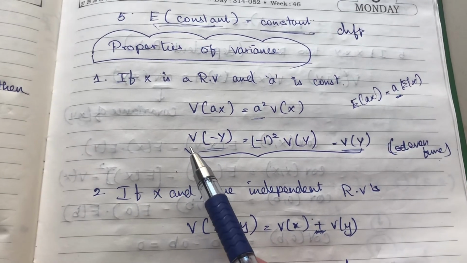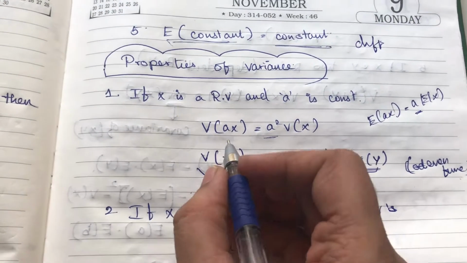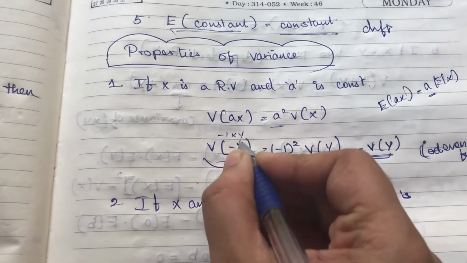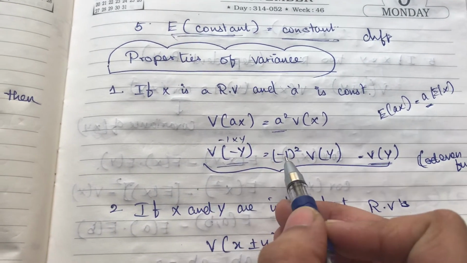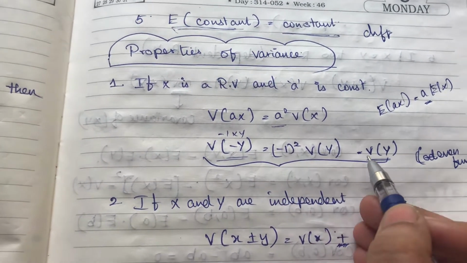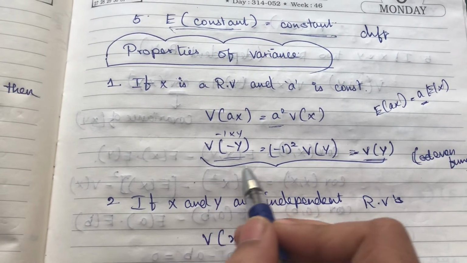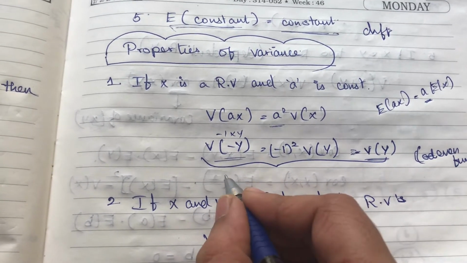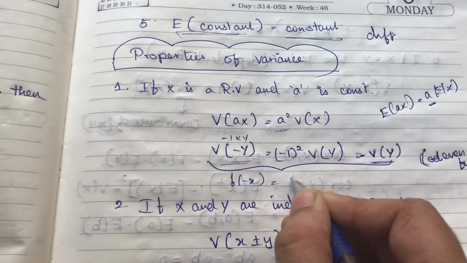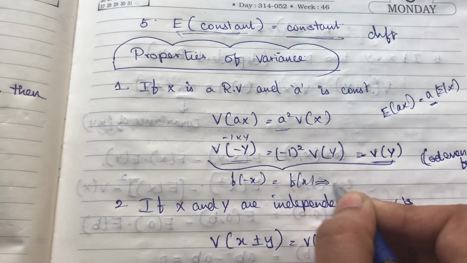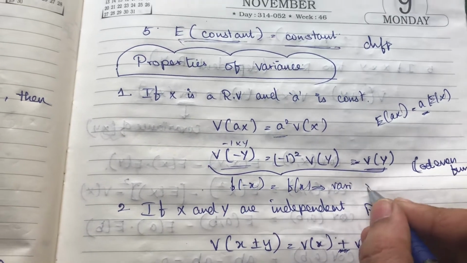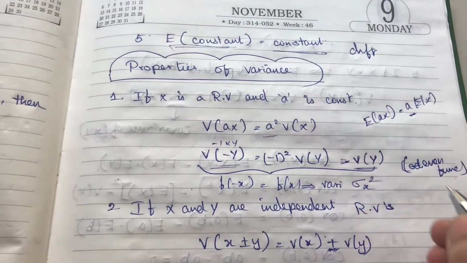Okay, then V(-Y) we can write like -1 times Y, right? So I am just taking this 1 as the power of square, so we will get only the positive thing, V(Y). So this is like an even function, so f of -x we will get the f of x only in the variance, like sigma x squared.